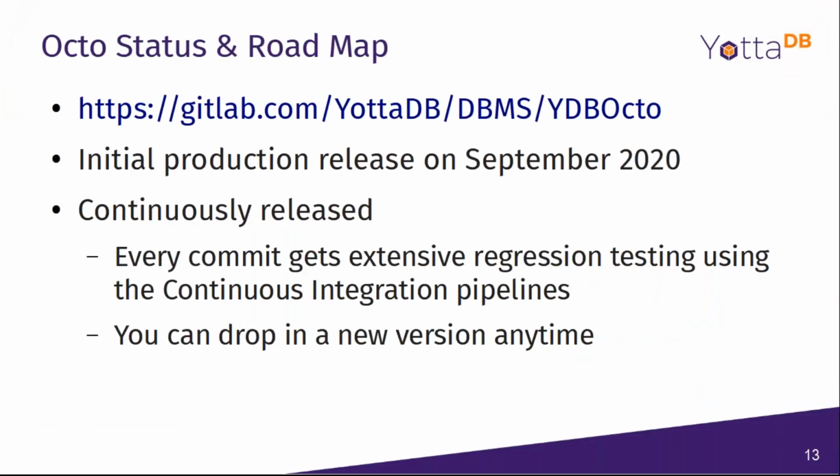So unlike YottaDB, Octo doesn't have a specific release schedule. We do have specific version numbers, but mainly it's continuously released. Whatever is merged on master on GitLab is the latest version, and you could drop that version in at any time. And every version gets extensively tested as part of the merging in GitLab.